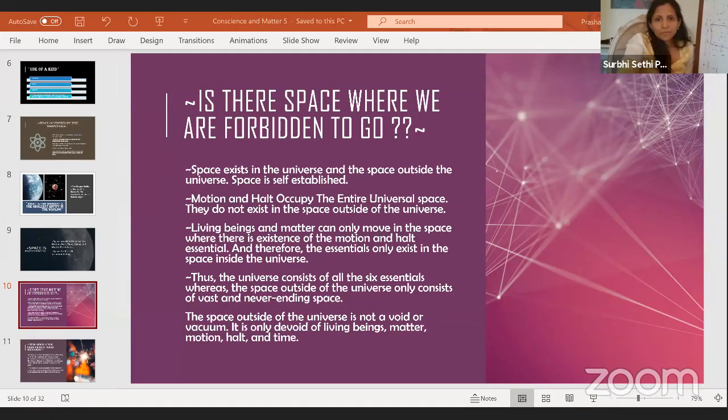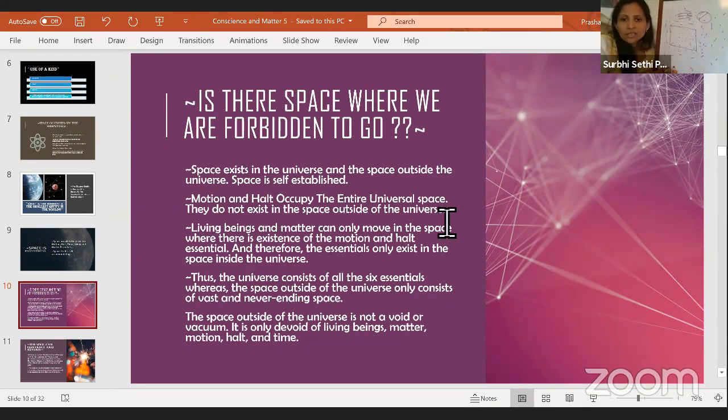And now let's go back to our second point, which is space exists in the universe and the space outside the universe. And space is self-established. I already explained that to you. It is completely self-established, right? And now let's go to motion and halt. They occupy the entire universal space. We learned it. They do not exist in the space outside of the universe. So in this space outside, there is no existence of motion or halt.